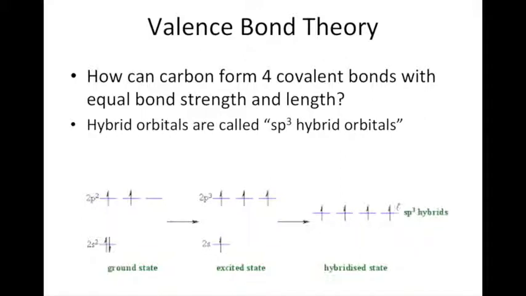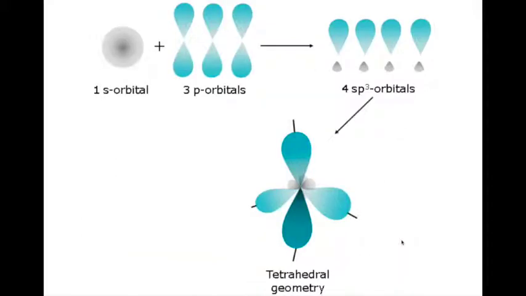We call these hybrid orbitals sp3 hybrid orbitals, and we do that because they're formed from 1 s orbital and 3 of our p orbitals. So they're 1 part s, 3 part p hybrid orbitals. Now there are other types of hybrid orbitals, and we'll discuss those later, but for carbon, when it forms 4 bonds, it undergoes sp3 hybridization.